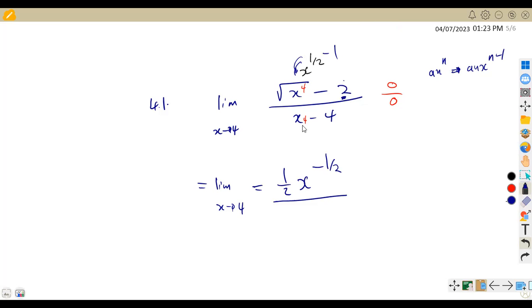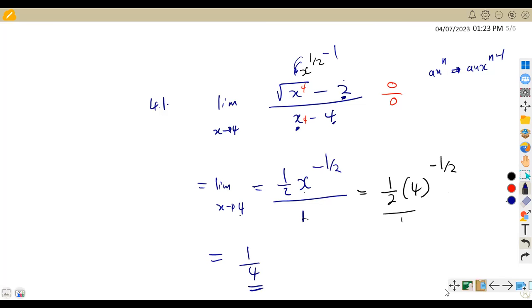We move on to the denominator. The derivative of x is 1. The derivative of 4 is 0. So let's apply our limits now and check what is going to happen here. As x approaches 4, this is going to be 1 over 2 into 4 to the exponent of minus half, which we can simplify here. There's nothing that we are limiting, so we can have our final answer, which is going to give us 1 over 4.